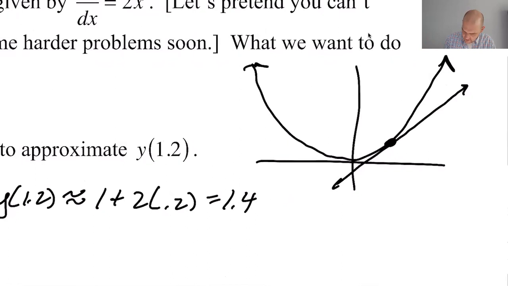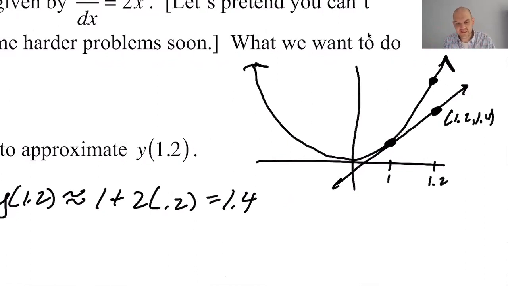So this is our approximation. This would be 1. Let's say this is 1.2. So this is what we got. That's going to be (1.2, 1.4). But the real value is up here. And so we went pretty far. We went from 1 to 1.2.